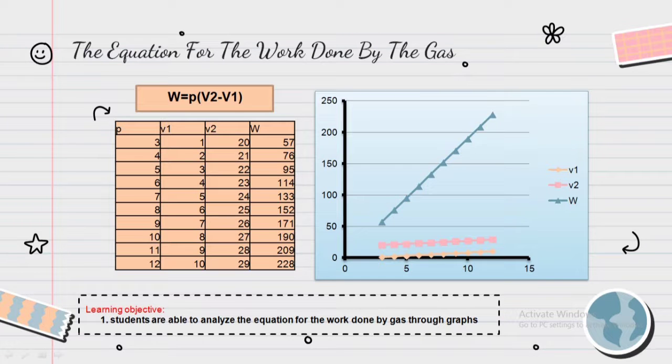The equation for the work done by the gas. Learning objectives. Students are able to analyze the equation for the work done by gas through graphs. The formula: W is equal to P times (V2 minus V1). We know on the table that P is 3, V1 is 1, V2 is 20, W is 57. And on the graph, we know that V1 and V2 is still moving while the V is moving up constantly.